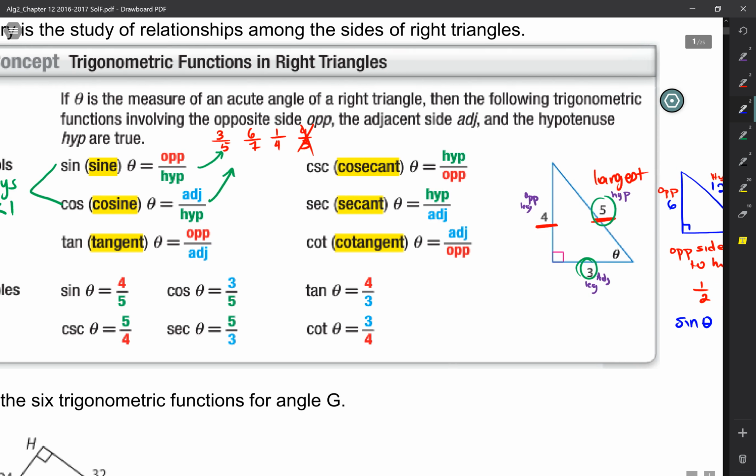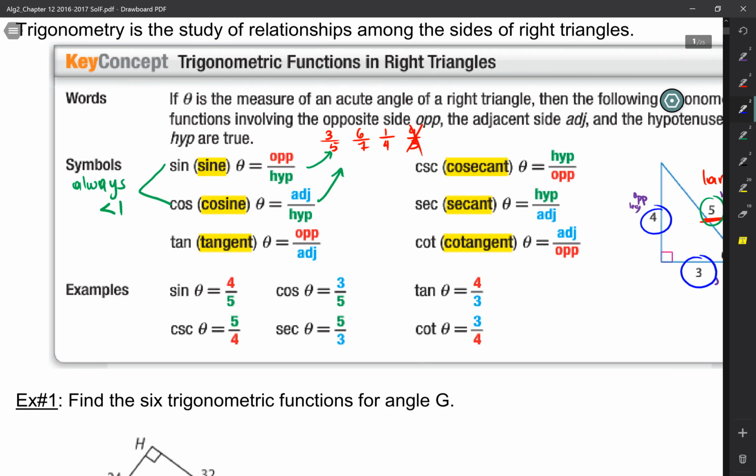Now, tangent compares the two legs. Okay? Is there a restriction on which of these legs is going to be larger? No. So tangent can look like 4 over 3. It could look like 3 over 5. All right? So here there is no restriction.